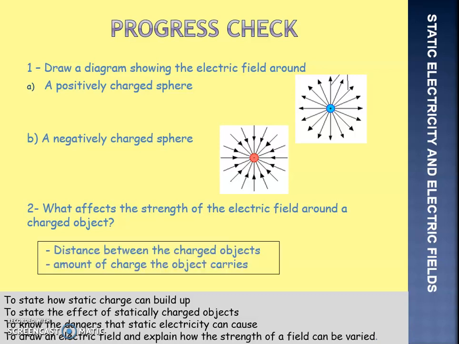What affects the strength of the electric field around a charged object? The distance between the charged objects, the closer together they are, the stronger that field is, so the more of a force they will feel. And the amount of charge an object carries, one that's really, really charged up, will have a much stronger electric field than one that's got very, very little charge.